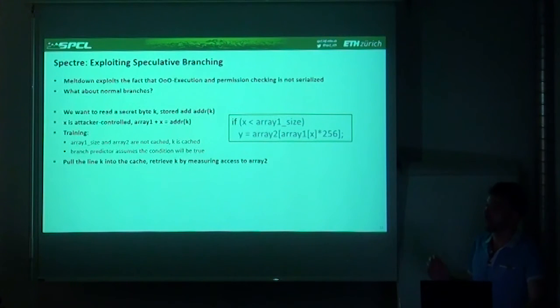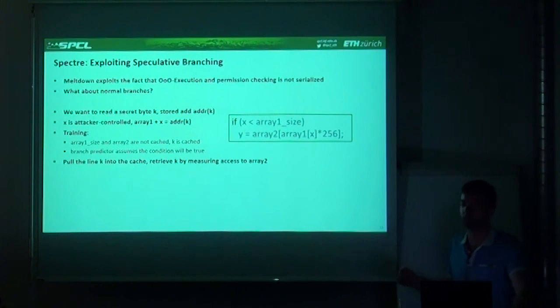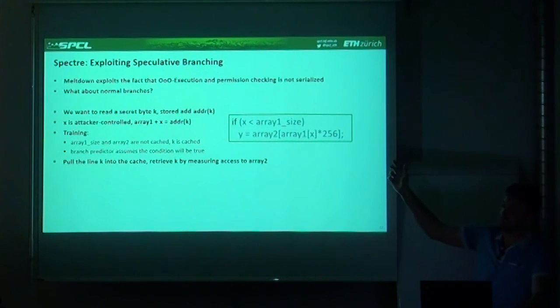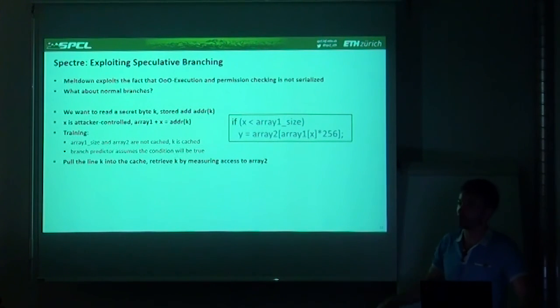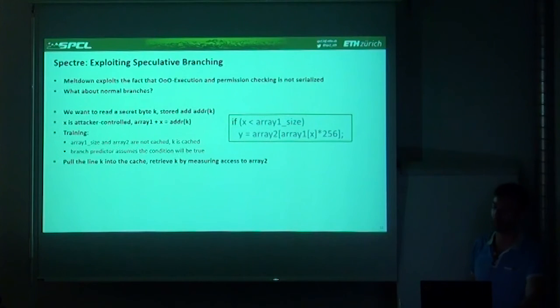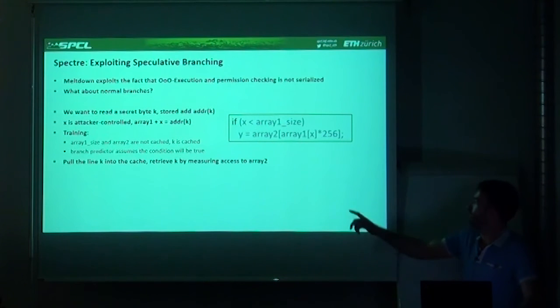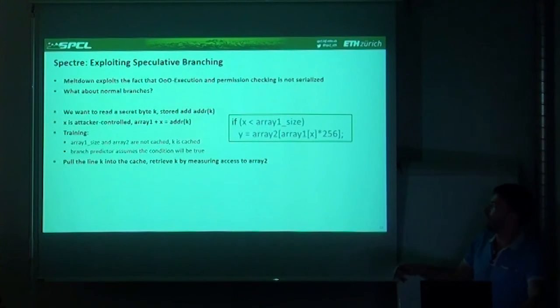And we need to make sure that this branch predictor, which makes this educated guess, if you remember, predicts that this condition will be true. This is quite easy, right? We can, for example, just run this code with a normal, non-malicious input a few times, and then this branch predictor thinks, yeah, x was always within bounds, so it's fine. So now what happens is that we pull line k into the cache, and we retrieve k again by measuring the access to array2.